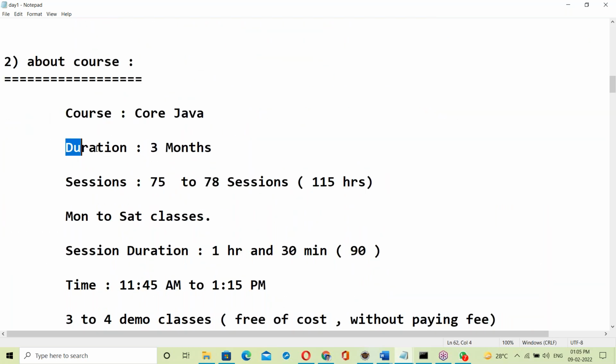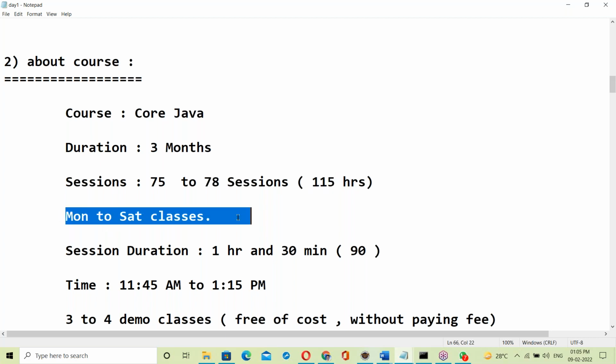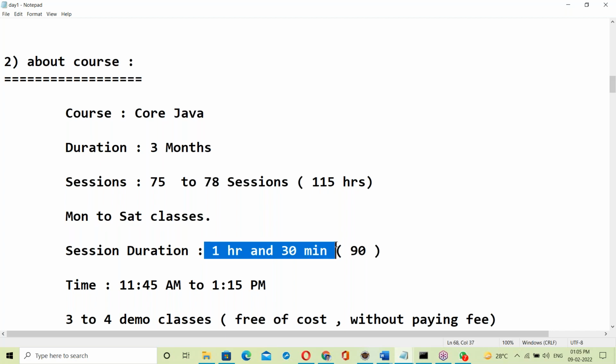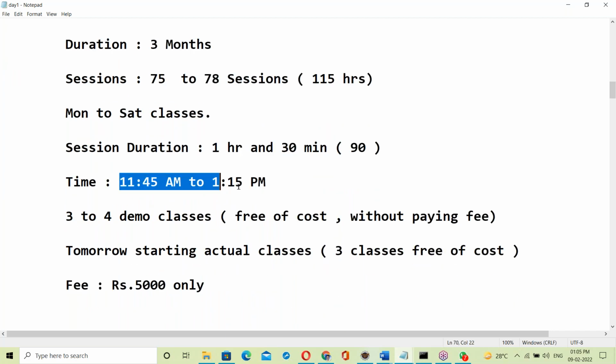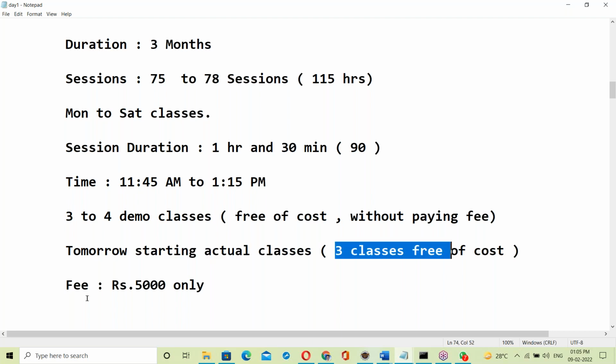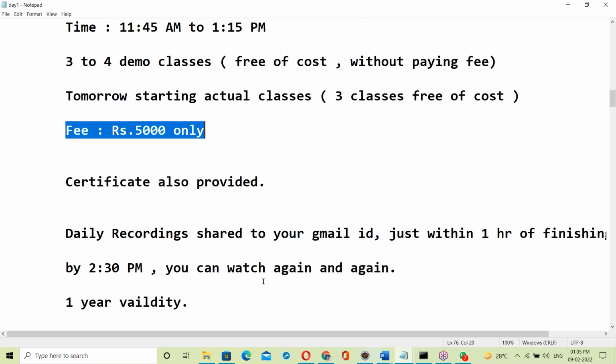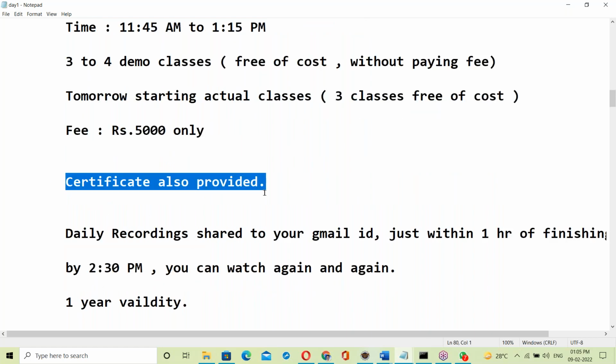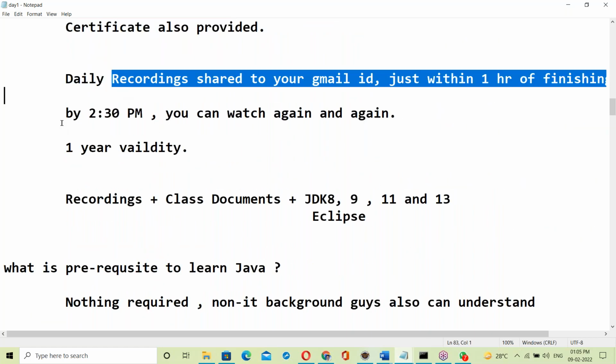Core Java, duration 3 months, 75 to 78 sessions, 1 hour each, about 115 hours. Monday to Saturday classes, session duration 1 hour 30 minutes, time 11:45 to 1, strictly. Holidays are a rare case. The first 3 classes are free of cost, then you pay only this much in fees. That is about the course details. A certificate is also provided. Recording by 2:30 p.m. you can watch it.